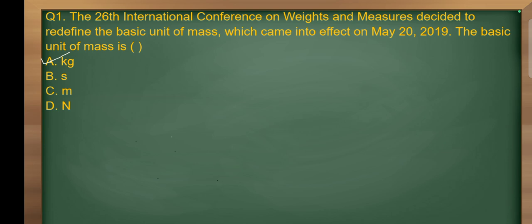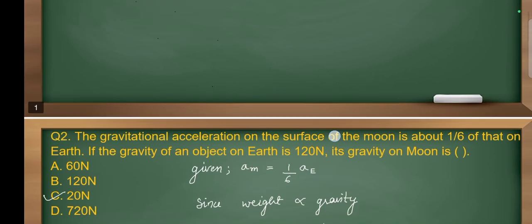The 26th International Conference on Weights and Measure decided to redefine the basic unit of mass, which came into effect on May 20, 2019. The basic unit of mass is, we know that mass is measured in kilogram, so the unit of mass is kg. So option A is correct.